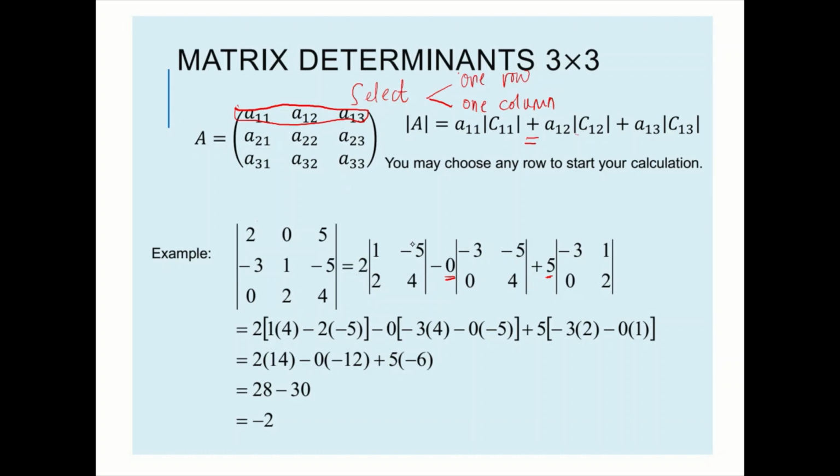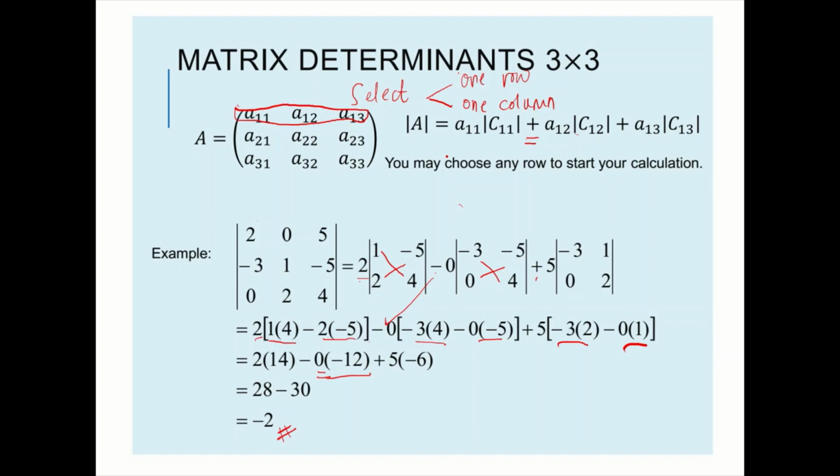So we are going to start with this one. We have 1 times 4, and minus negative 5 times 2, and multiply the 2 here. After that, 0. And negative 3 times 4 minus 0 times negative 5, plus 5, negative 3 times 2, 1 times 0. Now finally, when we solve this one, this is 14 times 2, 28. Now, since this is 0, the whole thing will be 0. And the third one, we have negative 30. So the determinant is negative 2.